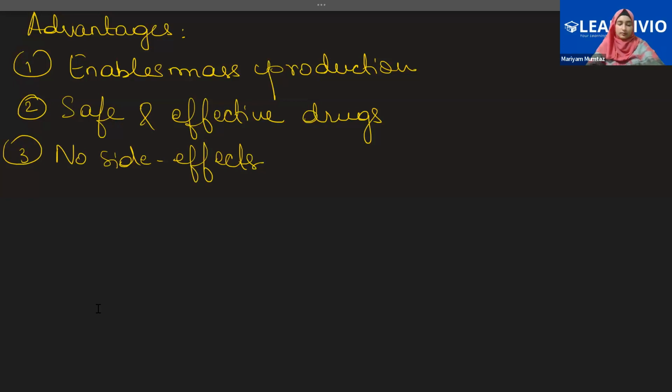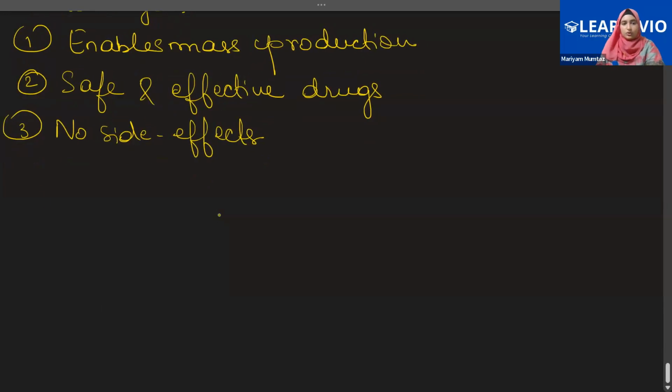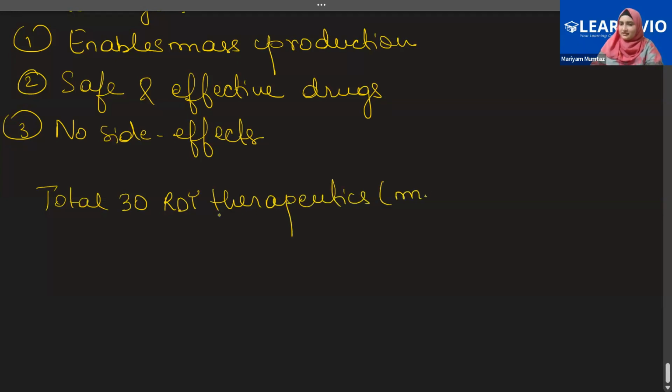Now see, when we talk about how many drugs or how many medicines have been made, all in all, there have been 30 recombinant therapeutics made. Out of those 30, 12 of them are being marketed in India. So a lot of it has been very successful, isn't it? So total 30 recombinant DNA technology therapeutics. This is like a fancy word for medicine, isn't it?